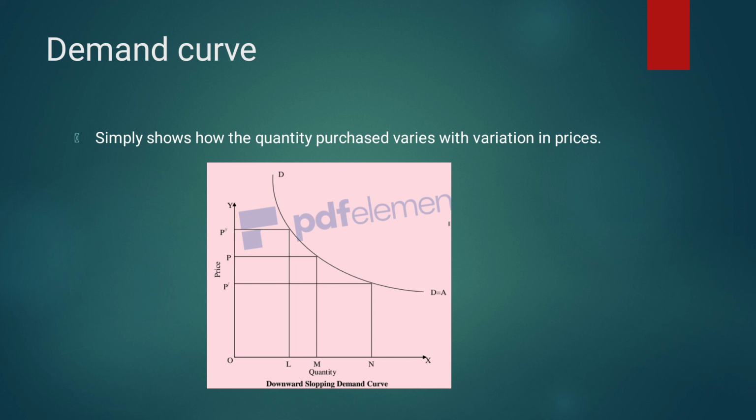The demand curve is also known as average revenue curve because the price paid by consumer is revenue per unit for the seller. Next, we can see why the demand curve slopes downward.